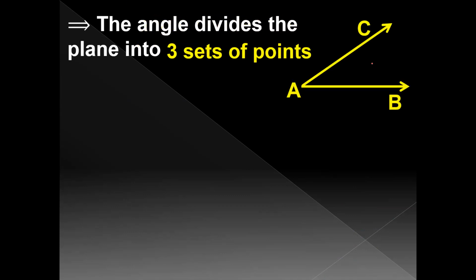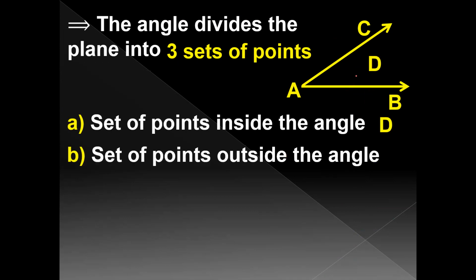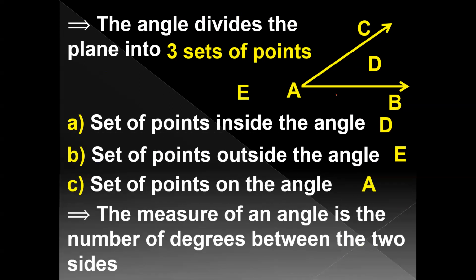The angle divides the plane into three sets. Any angle divides the plane into three sets: a set of points inside the angle, a set of points outside the angle, and a set of points on the angle. Look at the drawing. We will find that point D is a point inside the angle, but point E is a point outside the angle, but point A or C or B is a point on the angle.